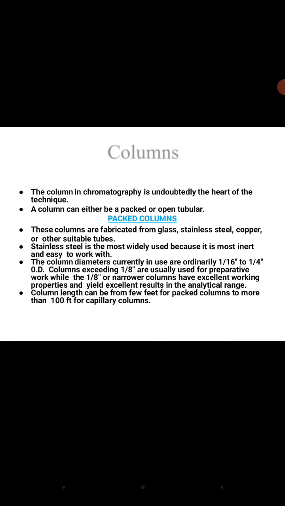Packed column. These columns are fabricated with glass, stainless steel, copper or other suitable tubes. Stainless steel is the most widely used because it is most inert and easy to work with. The column diameters currently in use are ordinary 1/16 to 1/4 inch OD. Columns exceeding 1/8 are usually used for preparative work, while the 1/8 or narrower columns have excellent working properties and yield excellent results in the analytical range.